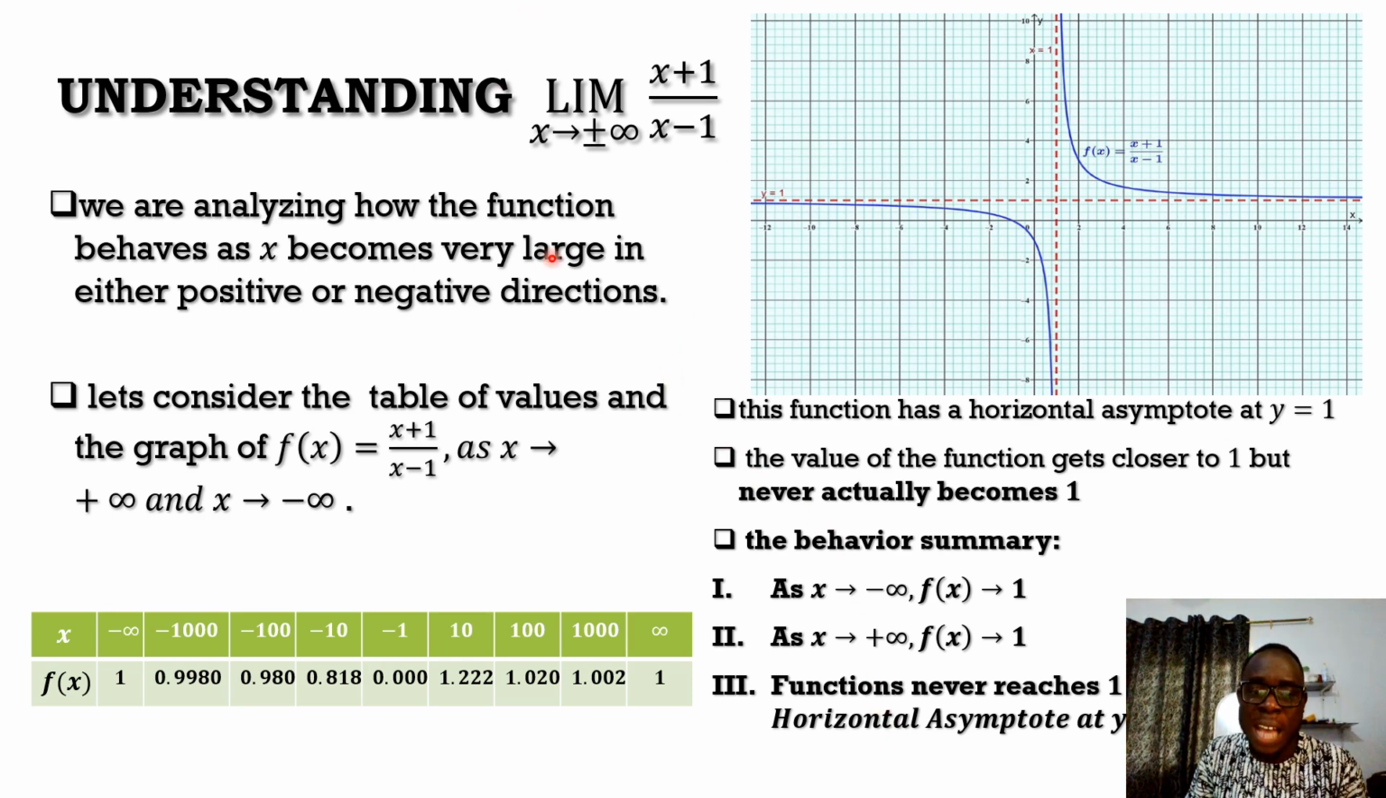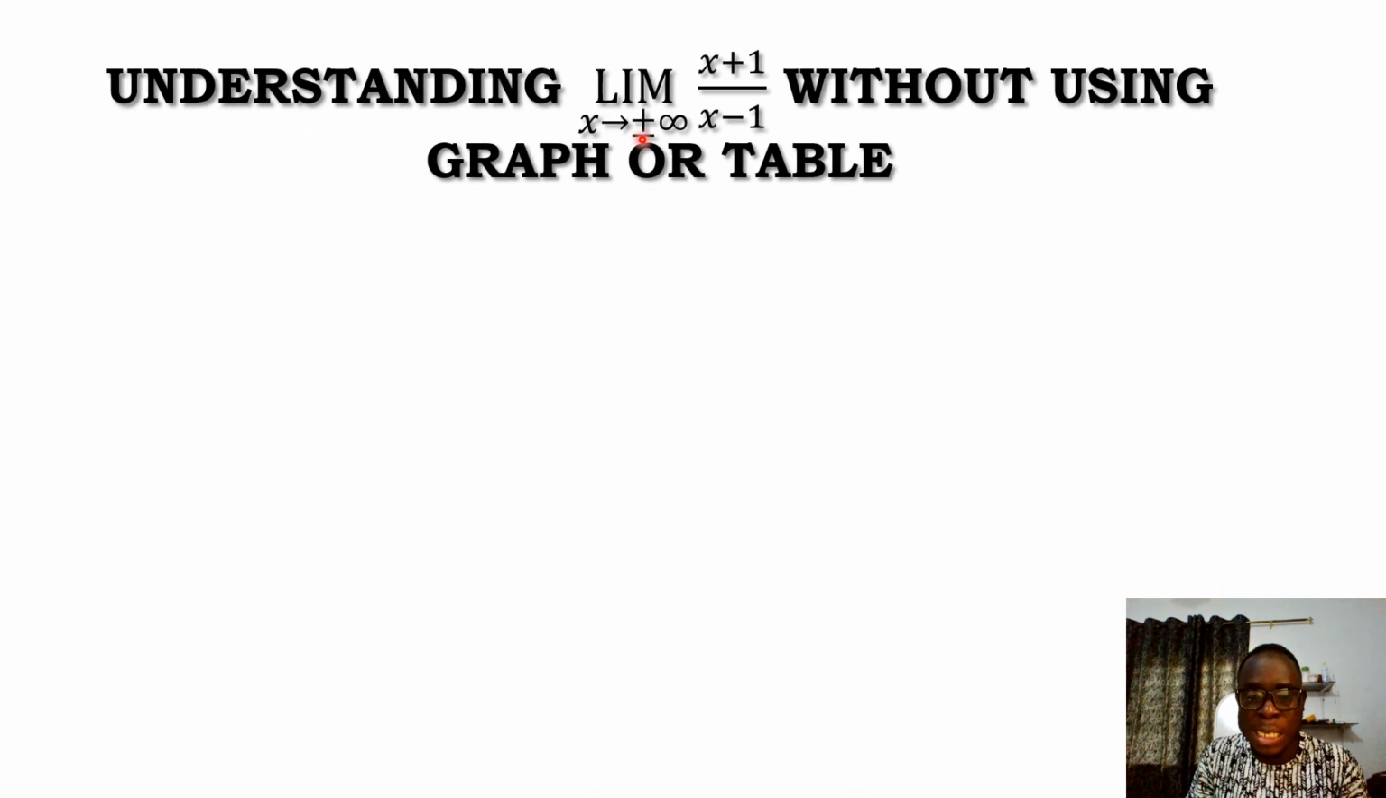So if someone asks you what is the limit as x approaches infinity of this function, using the table or this graph, it means that the function moves closer to 1. That is, f of x will be approximately equal to 1. Now let's understand how we find the limit as x approaches infinity of this function without using a graph or table.